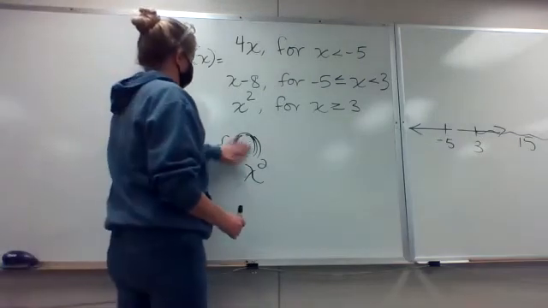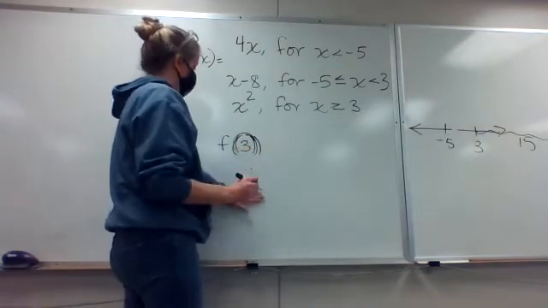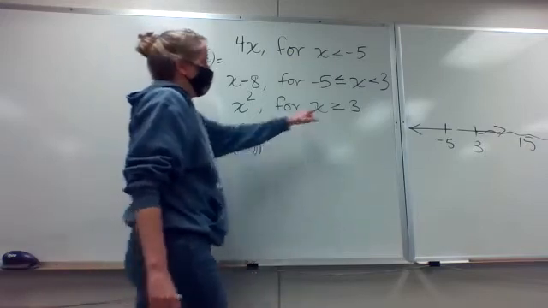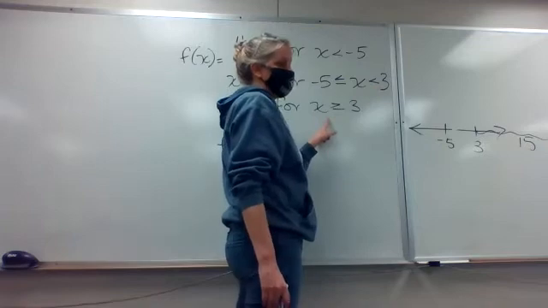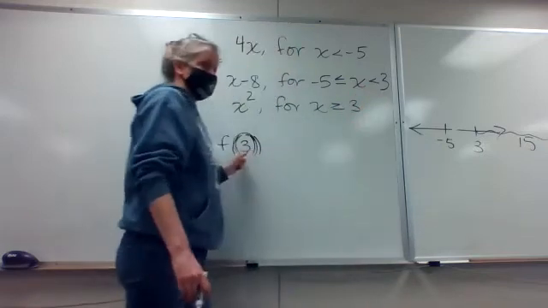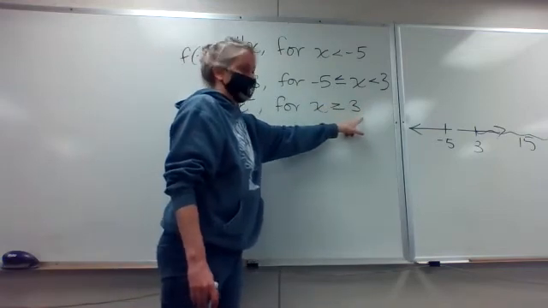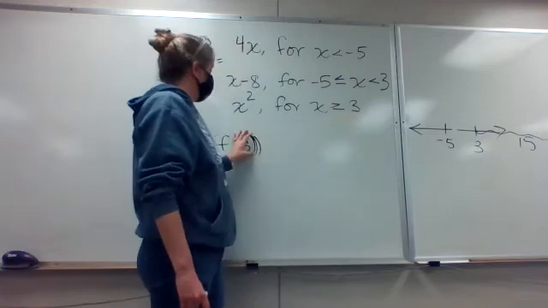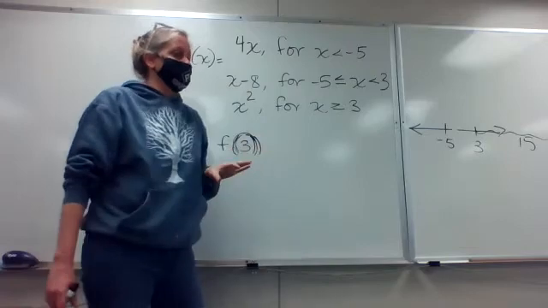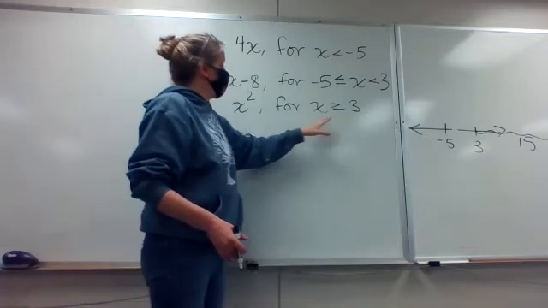What if it said this? Each number can only go in one piece. If it was f of 3, that's the only number that would be affected, because I see 3 here and here, but this says x is less than 3, which it's not. This says x is greater than or equal to 3, which it is, which puts this number in this group and not this one.